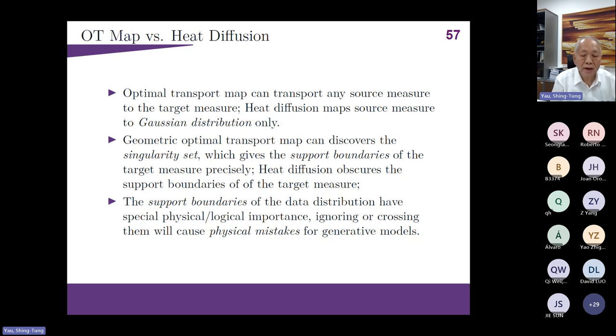The support boundaries of the data distribution have special physical or logical importance. Ignoring or crossing them will cause physical mistakes for generative models.